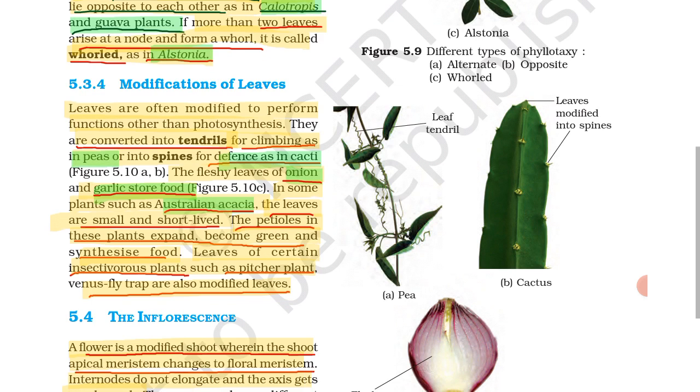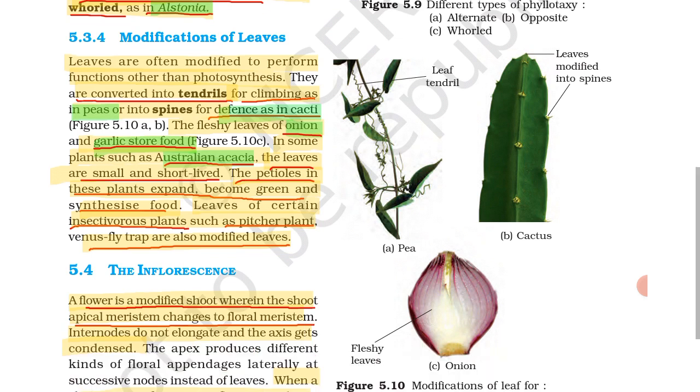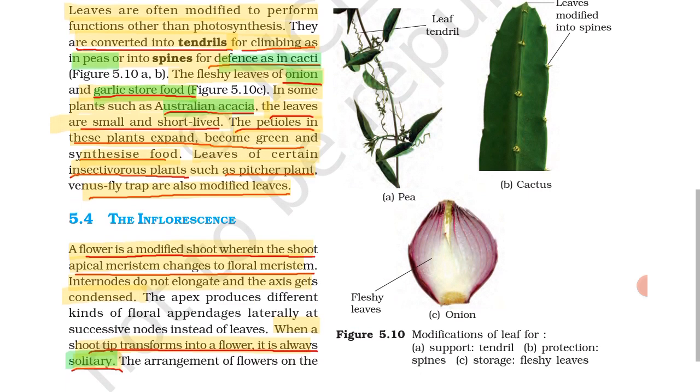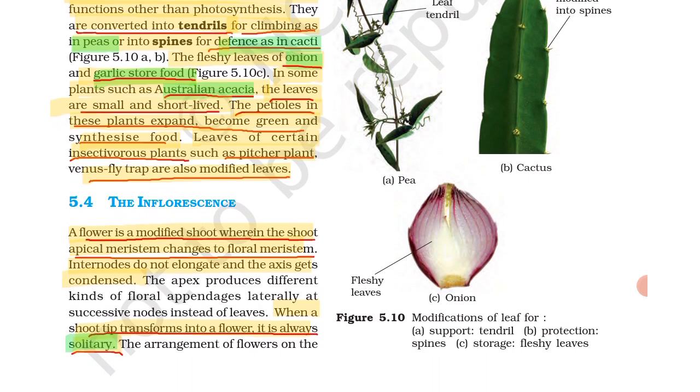So see, an example of pea is given and cactus is also given. Pea is for tendril and cactus is for spines. These are the modifications of leaves. The next is the fleshy leaves of onion and garlic, which store food. So see, the example of onion is given. Fleshy leaves are shown and they help in food storage.